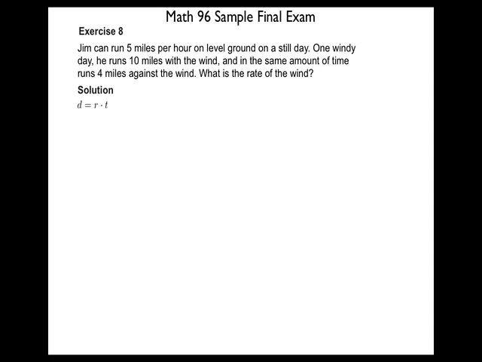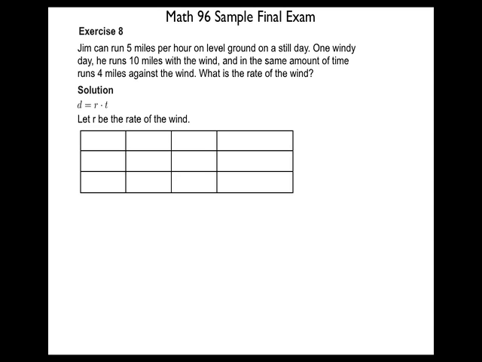We're going to be using the equation distance is rate times time, and we're going to let r be the rate of the wind. Let's set up a chart to organize the material. We're going to have the column headings being rate, distance, and time, and I put the units up in the columns also so I don't have to worry about them in the individual cells. And we're going to have two equations of motion, one with the wind and one against the wind.